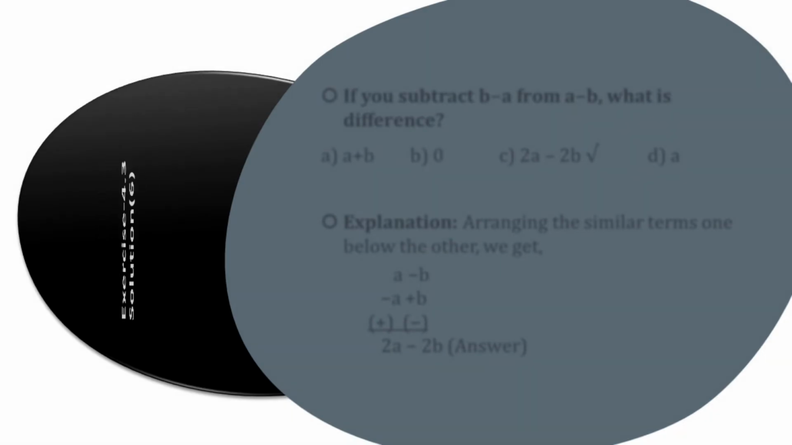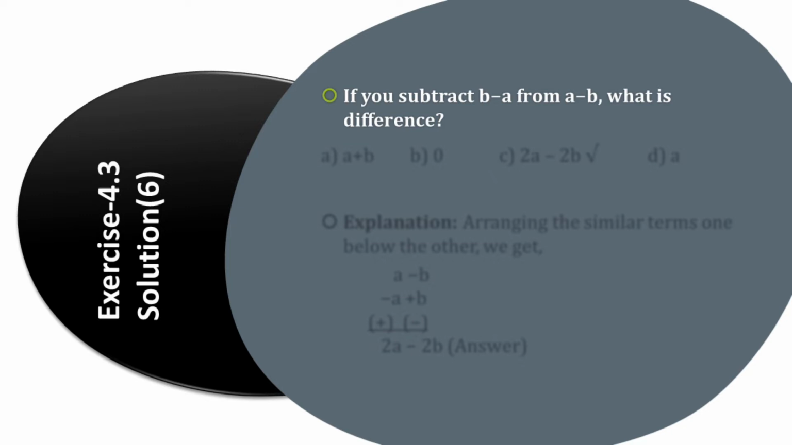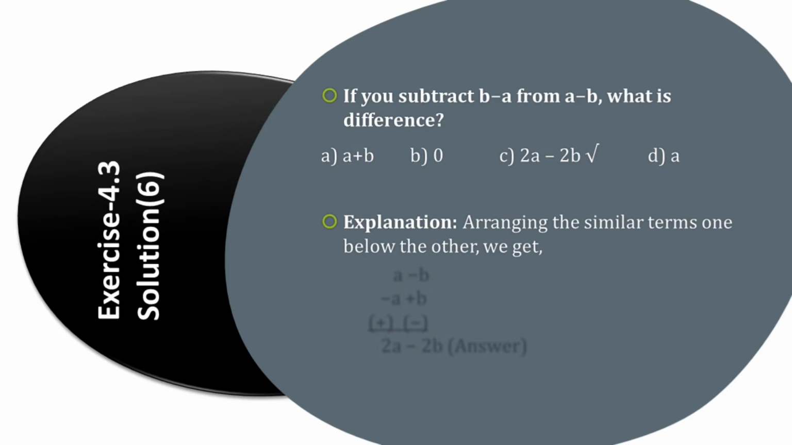So this is solution number 6. If you subtract b minus a from a minus b, what is the difference? So these are the options, my dear. The answer will be C, 2a minus 2b. Let us see the explanation.